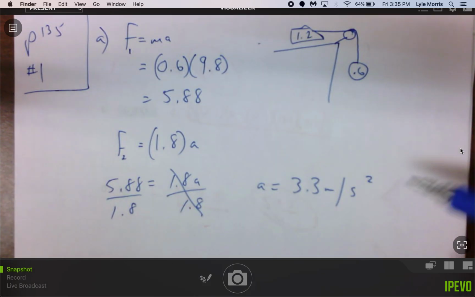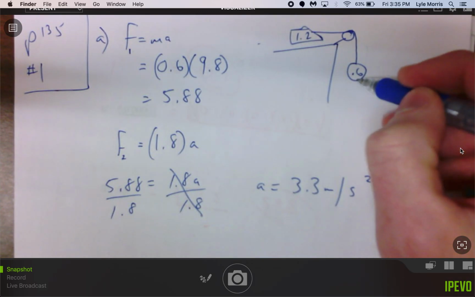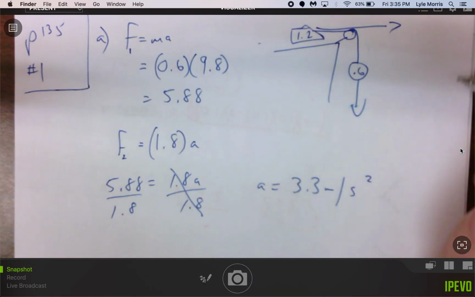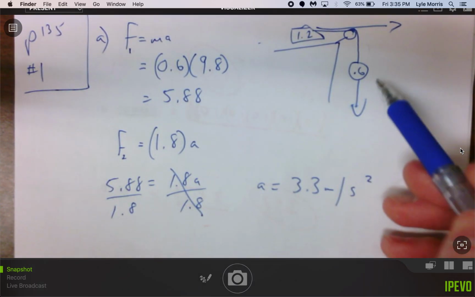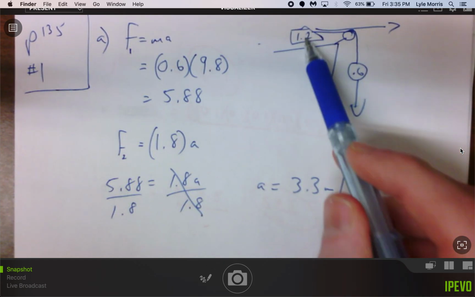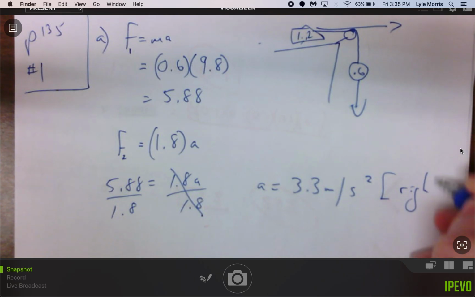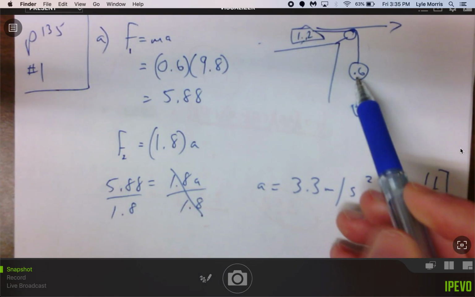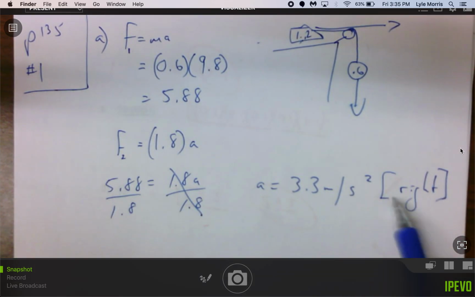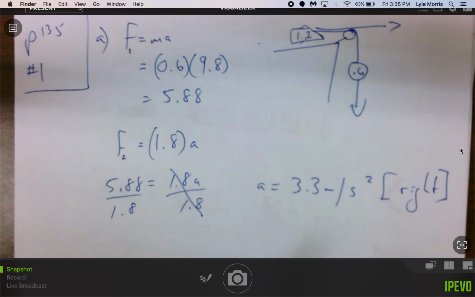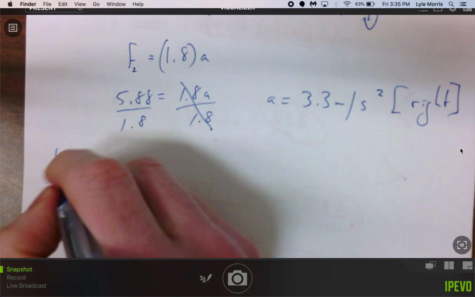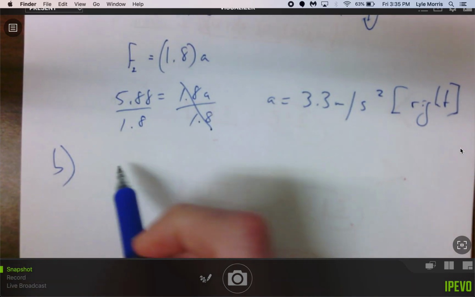Now notice the question says calculate the acceleration of the cart. I paused there because this is going down and this is going to the right. We're not looking for the acceleration on this, we're looking for the acceleration on this. So it's going to be 3.3 meters per second squared to the right. If it was the acceleration of the weight, this would be down. This sucks not being able to see if you guys have questions or anything.